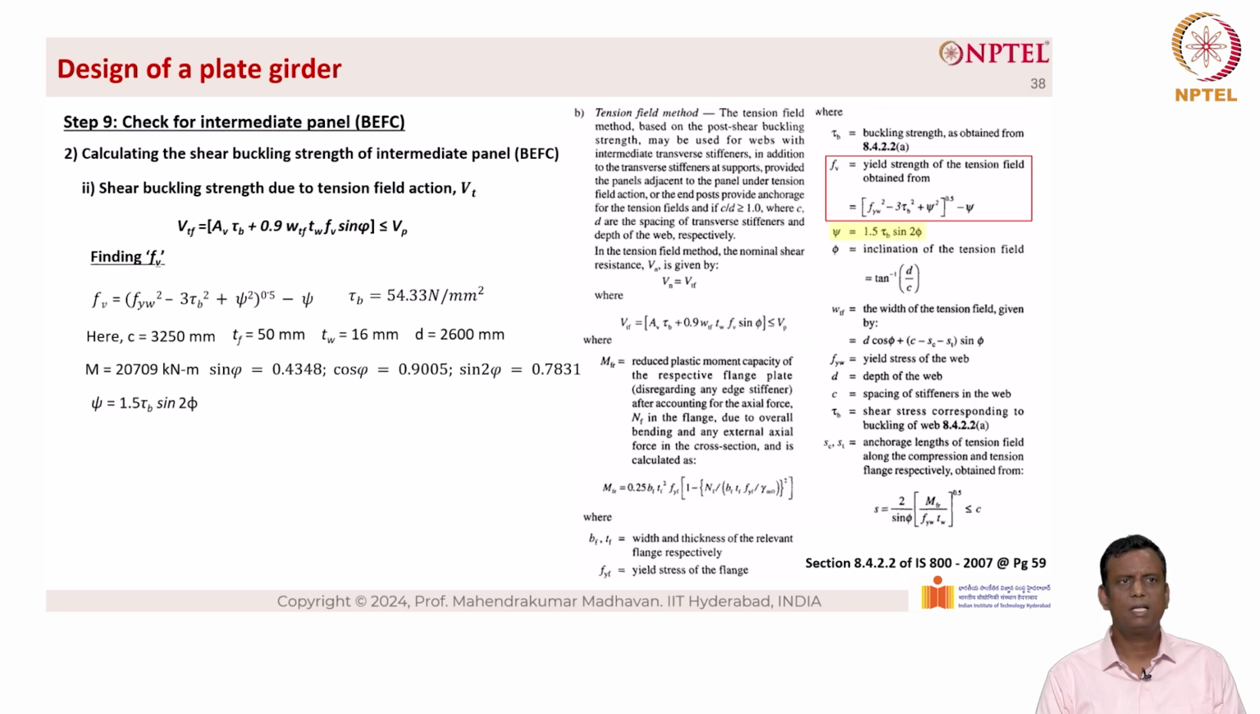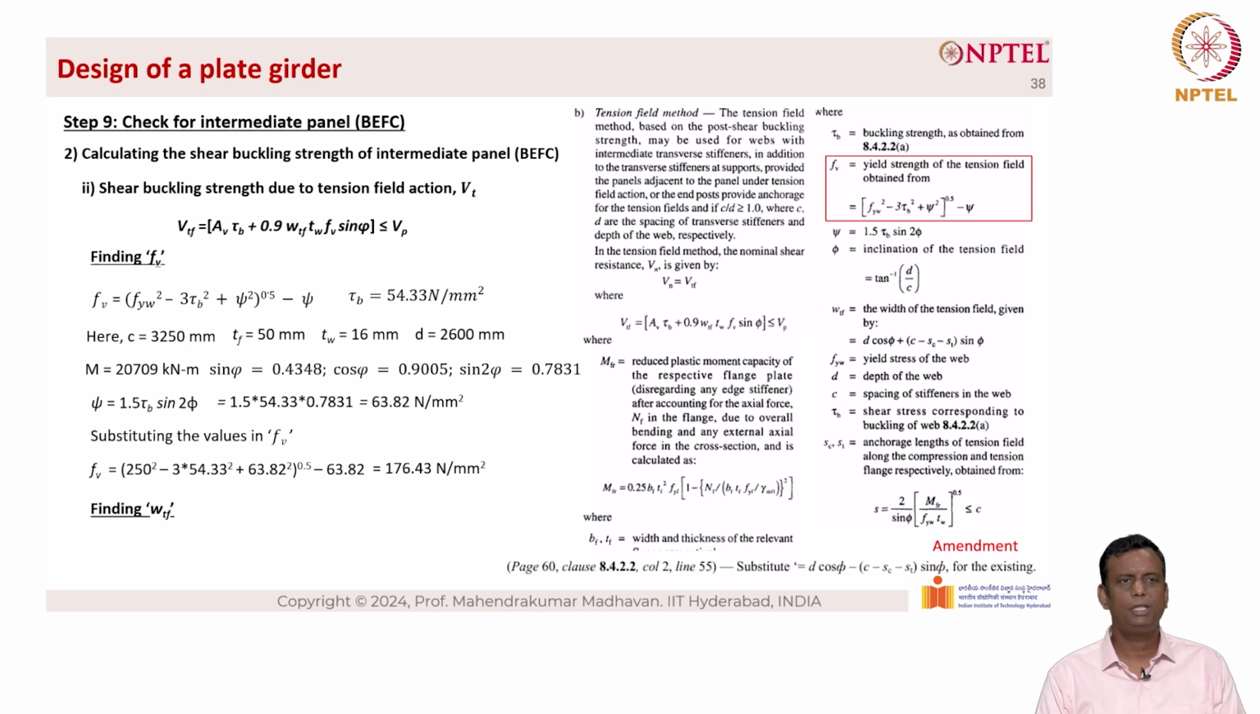Now psi is given as 1.5 tau b into sin 2 phi. So when we substitute that value, we get 63.82 Newton per millimeter square. Substituting the values in F sub v, we have F sub v equal to 176.43 Newton per millimeter square.